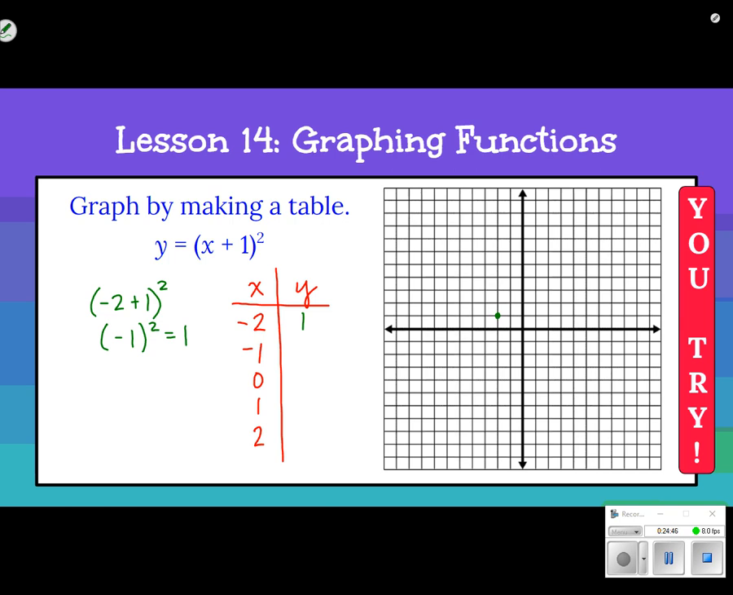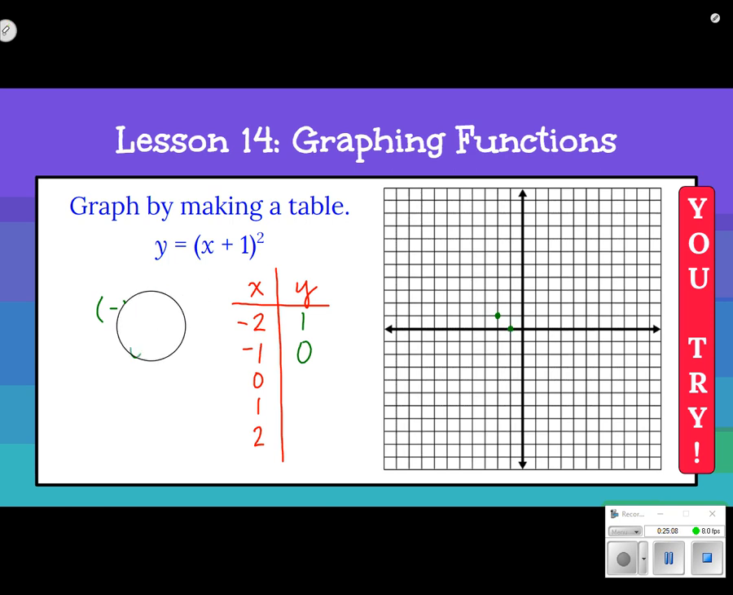And then we're going to do the same thing with -1. So -1 plus 1 squared. Well, -1 plus 1 is 0. 0 squared is 0, so -1, 0.